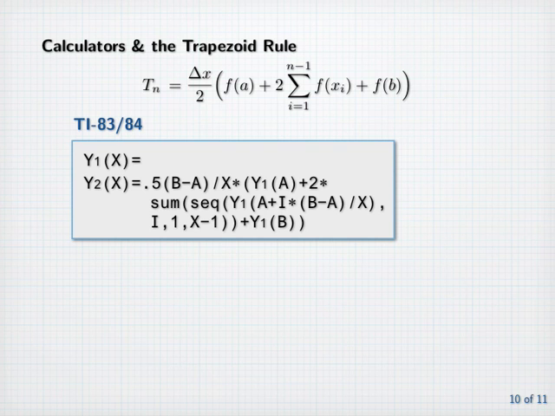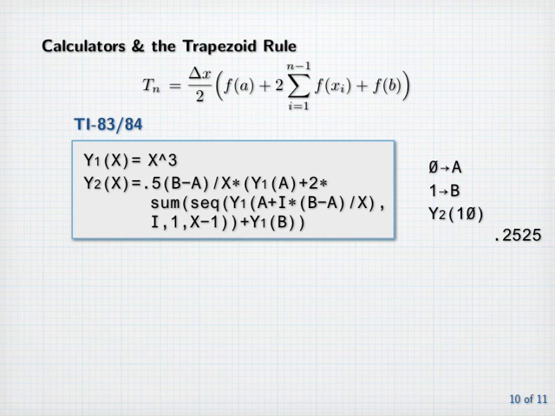Here we're using x as n, and we'll assume that values of a and b have been entered on the home screen. Notice that the formula refers to the function y1, so that's where we'll put the function that we're interested in integrating. So if we want to integrate x cubed, we'll make that y1 of x, and then on the home screen we'll store 0 as a and store 1 as b, and then enter y2 of 10, which will give us the trapezoidal rule approximation using n equals 10 subintervals.